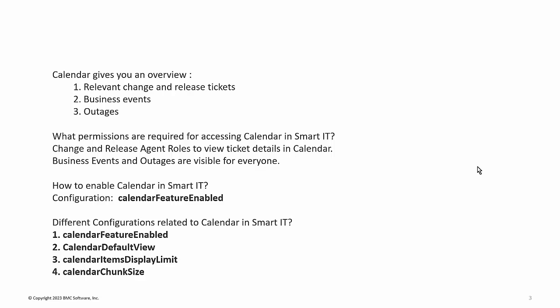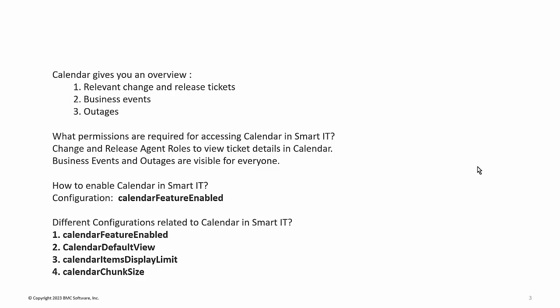The calendar in Smart IT is enabled by default. So when a user logs in to Smart IT, the calendar option is available in the menu bar. However, with the parameter calendar feature enabled set to true or false, the calendar option in Smart IT is enabled or disabled.